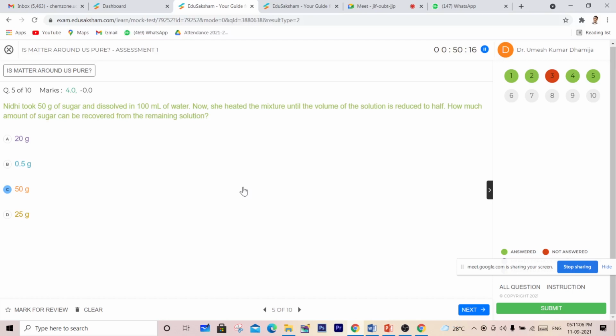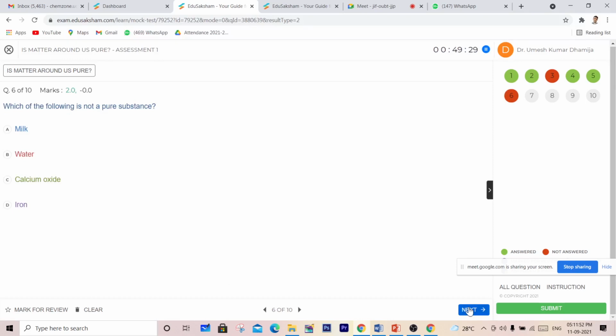See, the total volume will become equal to 150. Yes or no? And when half is gone, 75 is left. Out of 75, water is now 25 only. Again, it is 50 grams, because upon boiling, sugar is not evaporating. Sugar will remain 50 grams. Am I clear? Yeah, sugar not evaporating. Okay, no. Which is not a pure substance.